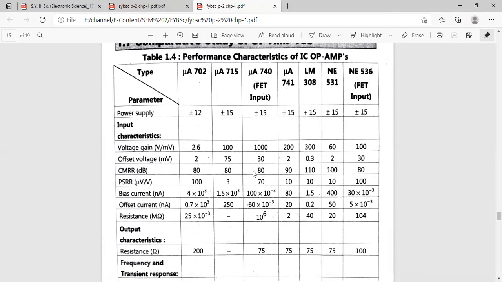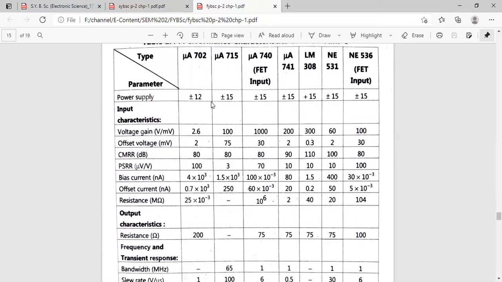If you go through this table, you will observe that the performance of each and every IC is almost the same. The performance does not vary drastically. The output we get from IC 702 will be quite similar to that of IC 741. There is no huge change. The characteristics or parameters remain the same as we discussed in the previous lecture.